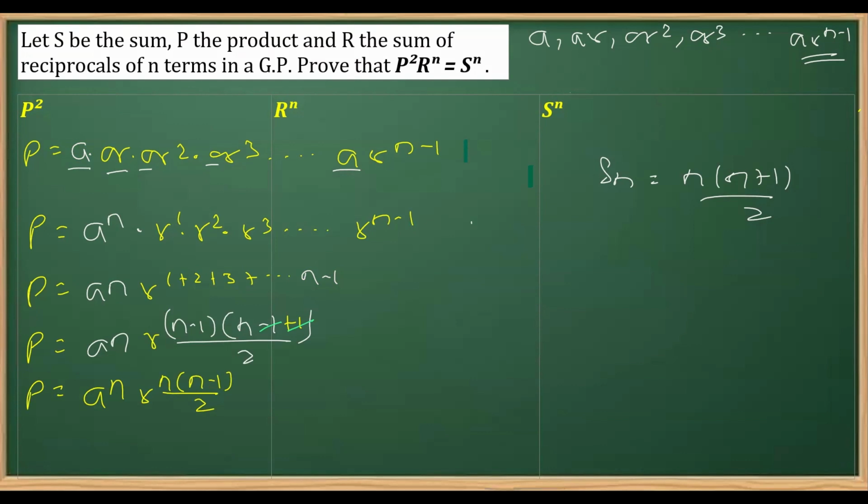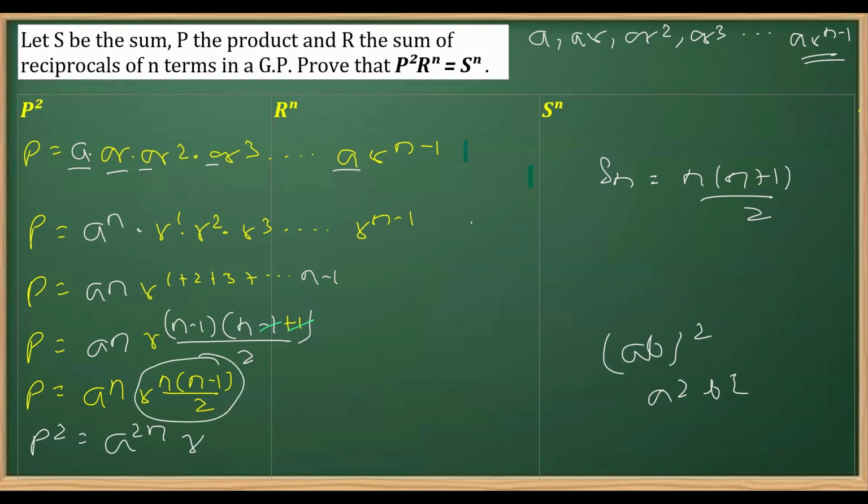But you can figure out from the question that we actually need to get P square. So I'll find the square of this. If I say ab raised to the power 2, it is a square b square, so the square goes over both the numbers. That means the square of a raised to the power n is a raised to the power 2n. Now this is very important.